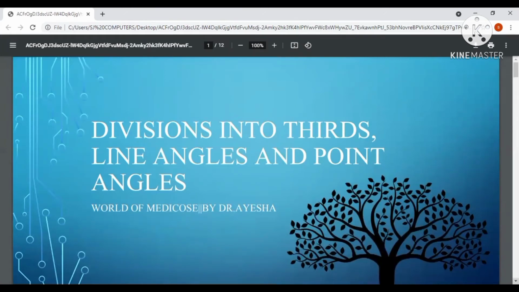My today's topic is division into thirds, line angles and point angles. Basically, division into thirds means that we have divided each aspect of the tooth into three parts.